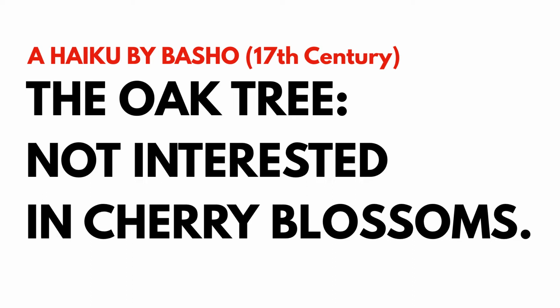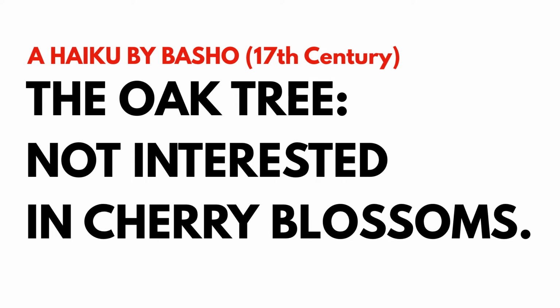So the first line, "the oak tree," just sets an image. It establishes a contrast with the subsequent two lines with the colon. The second line, "the oak tree, he's not interested." There's something ironic about the personification of the oak tree. And of course, he's not interested in cherry blossoms.